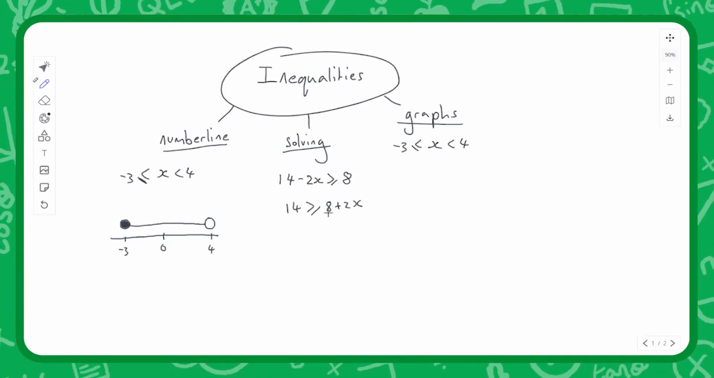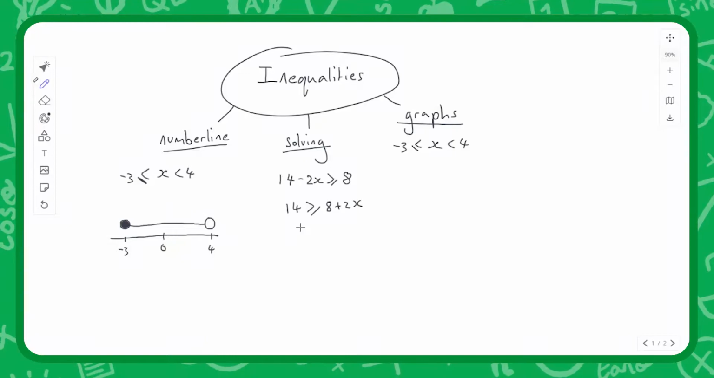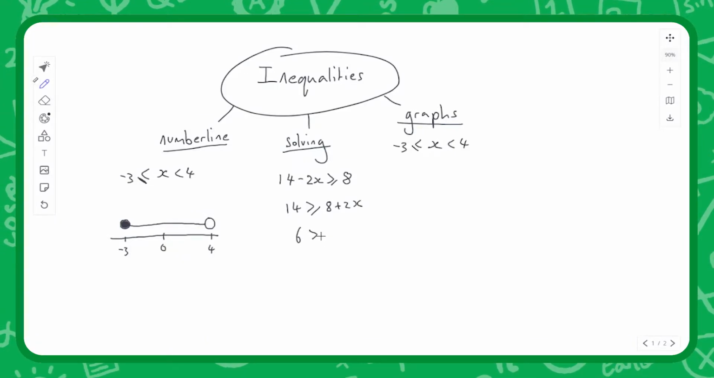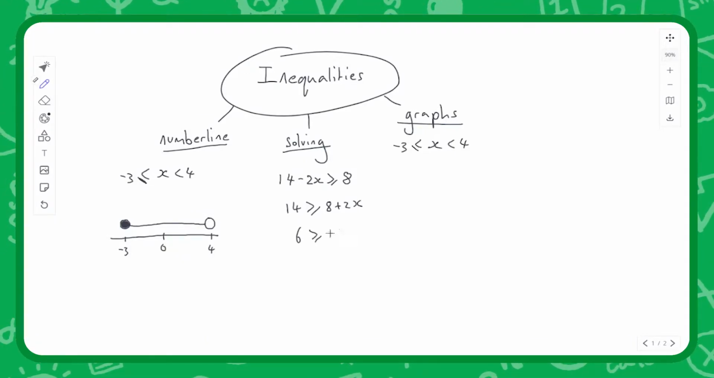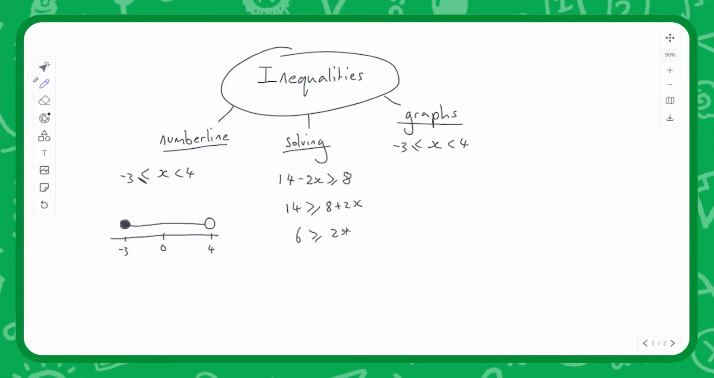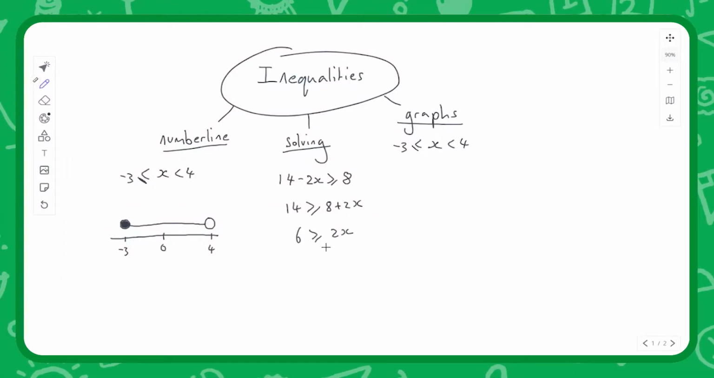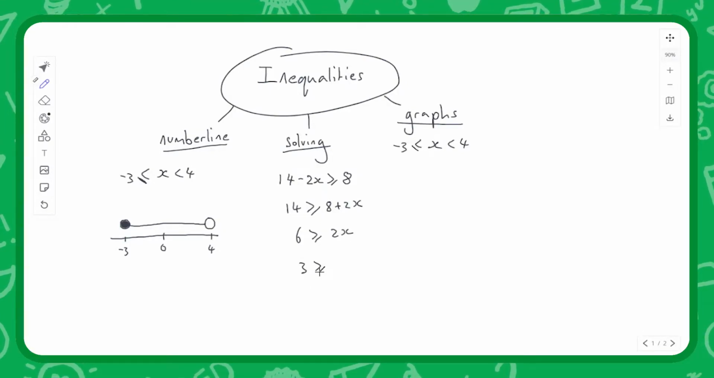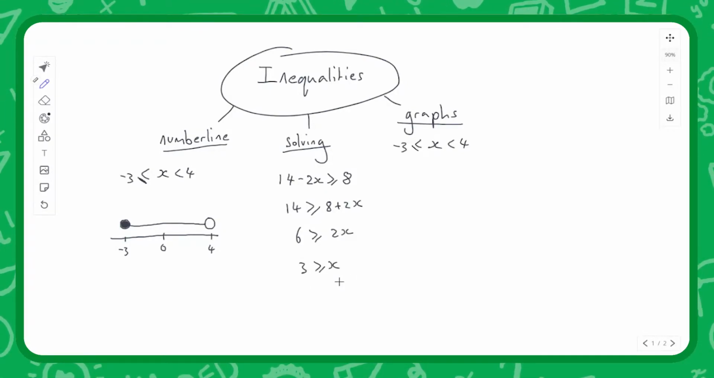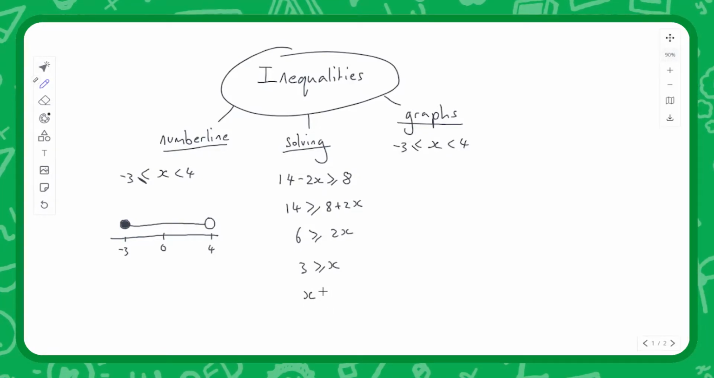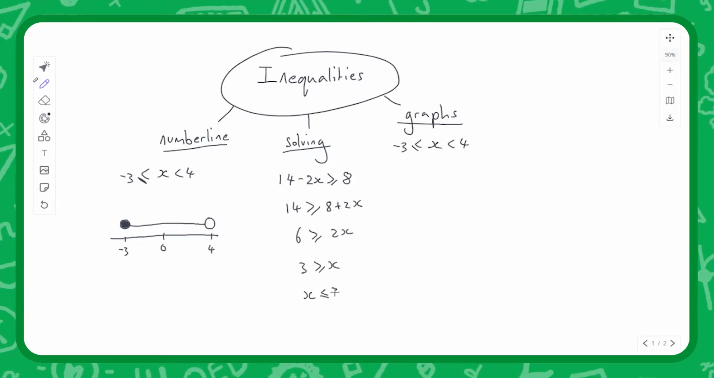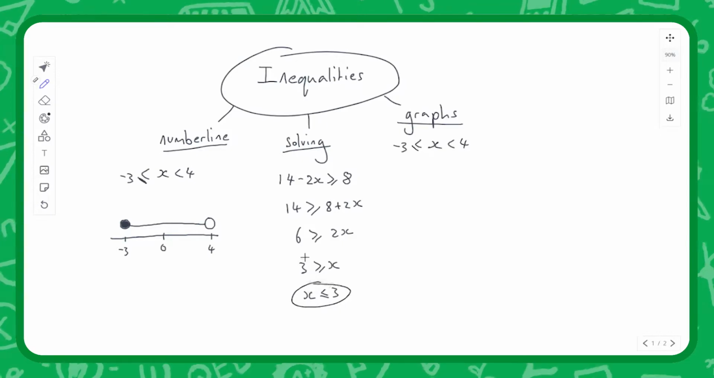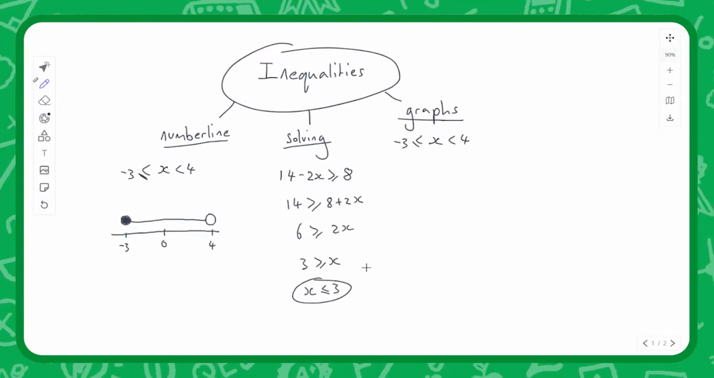Let's get rid of this 8 now. So I'm going to subtract 8 from both sides. We're going to end up with 6 is greater than or equal to 2x. And finally, we're going to divide both sides by 2. So 3 is greater than or equal to x. Or we could think of this as x is less than or equal to 3. Either one is correct. There's one caveat to this.